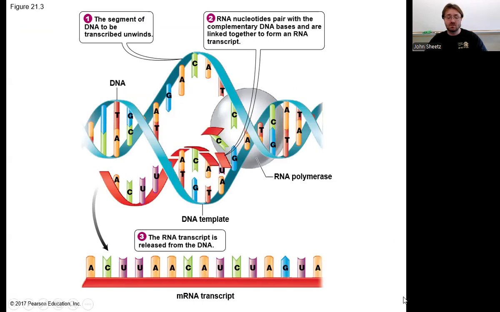So the segment of DNA to be transcribed unwinds. RNA nucleotides pair with the complementary DNA bases and are linked together to form an RNA transcript. From there, the RNA is released from the DNA. RNA polymerase is managing this activity. That's probably the best way to explain it. I think I was making it too complicated on the prior slide.